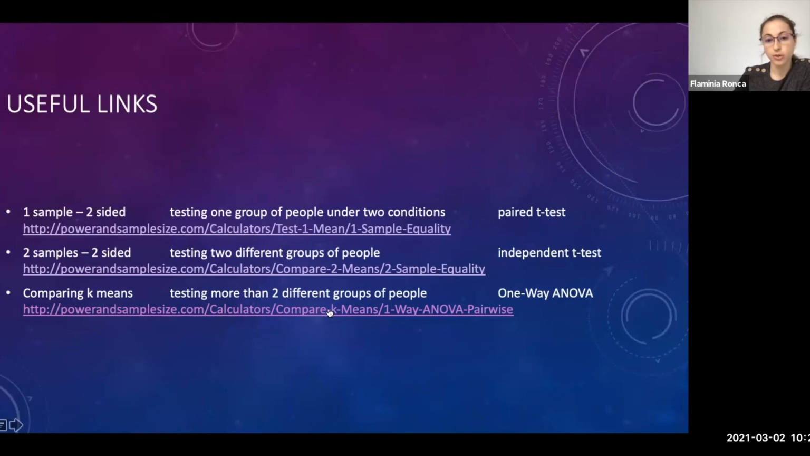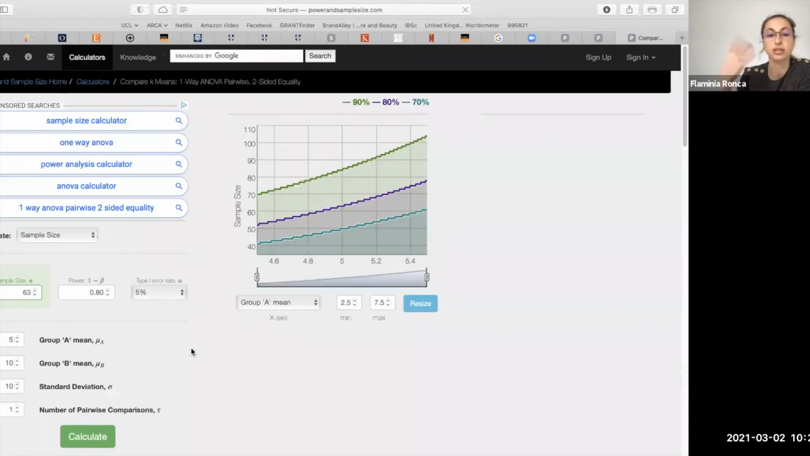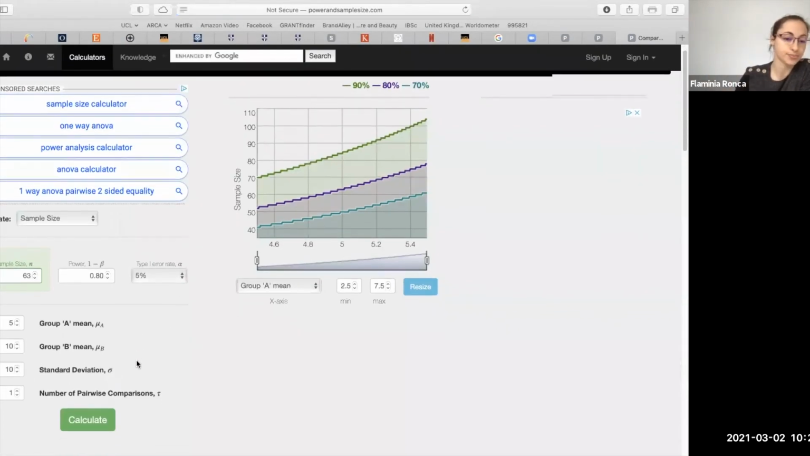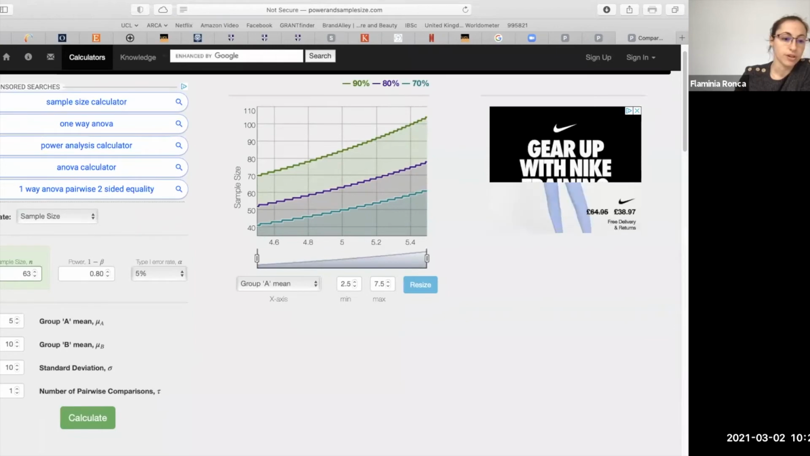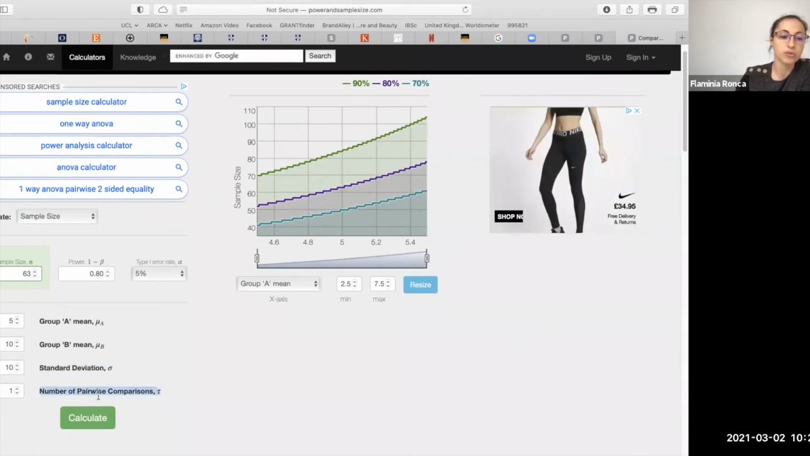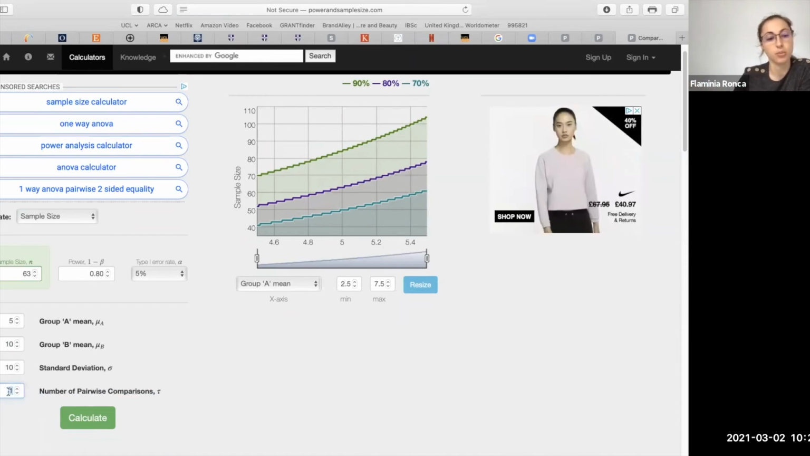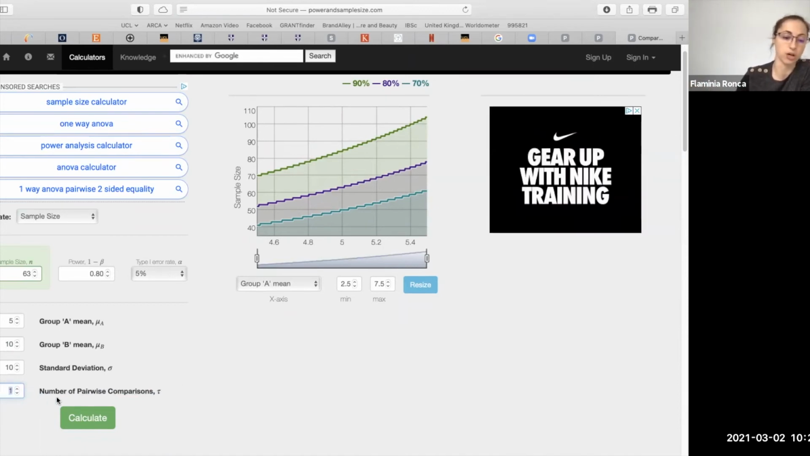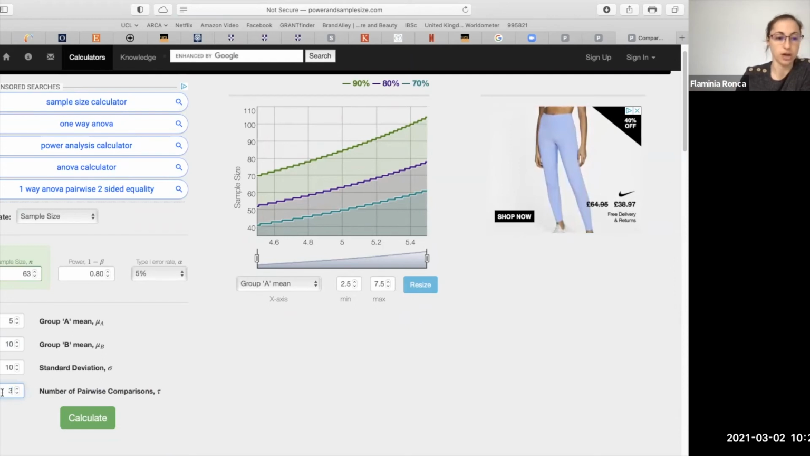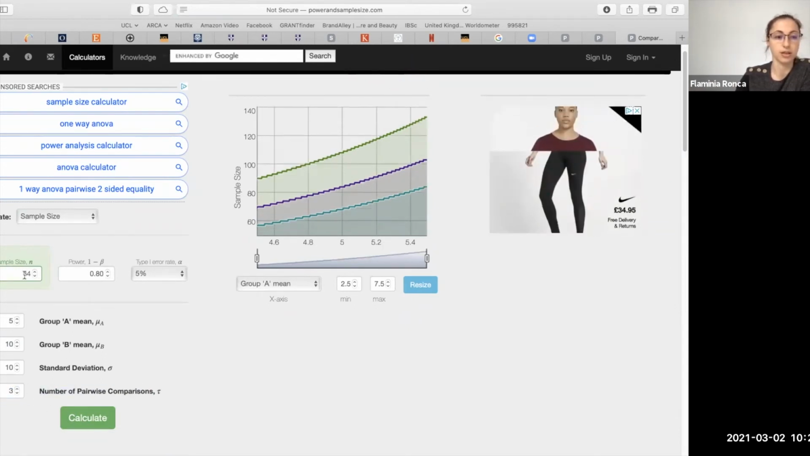Last example, if you're comparing more than 2 groups of people, so let's say we're comparing 3 different groups of people or 3 different treatments, you've got a very similar setup. So you pick 2 groups, group A and group B, and a standard deviation, and then you have number of pairwise comparisons. So how many times are you testing these people? How many different groups do you have, or how many different treatments do you have? So let's say we have 3 different treatments, calculate that, and it gives you a number.